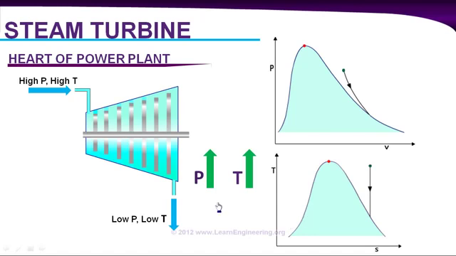So before increasing the pressure, we'll convert this steam into liquid state. For that, what you have to do is reject some heat to the surroundings.